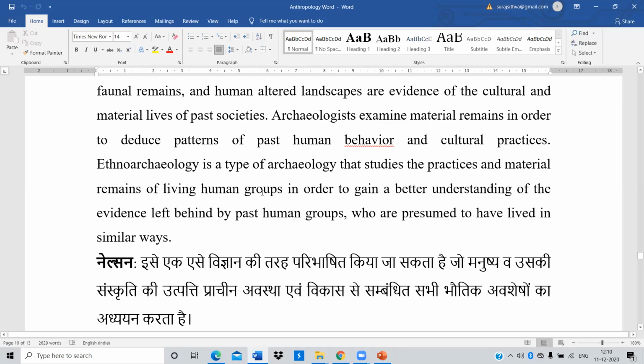Ethnoarchaeology is a type of archaeology that studies the practices and material remains of living human groups in order to gain a better understanding of the evidence left behind by past human groups who are presumed to have lived in similar ways.